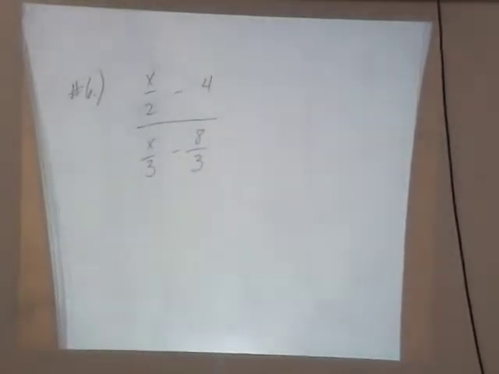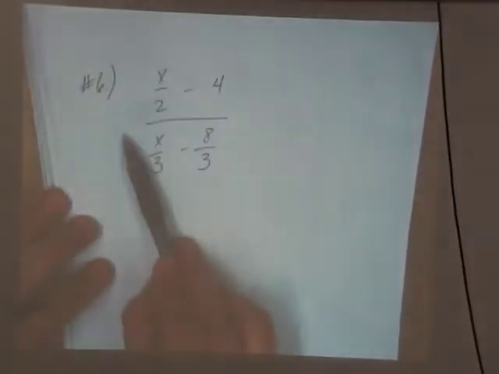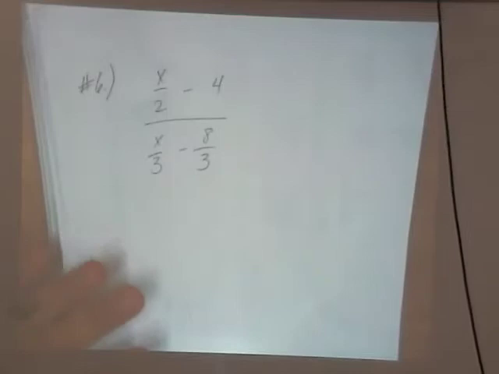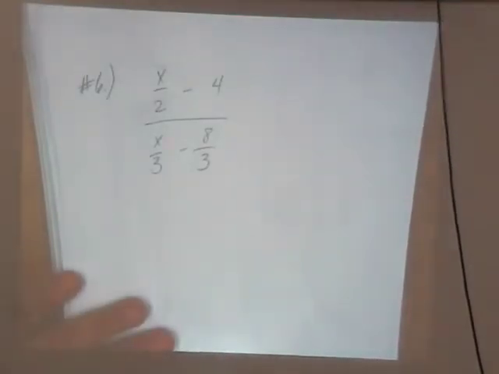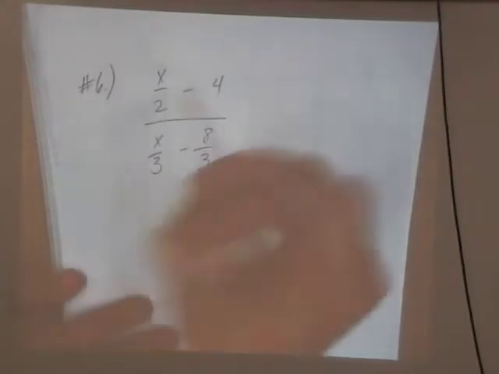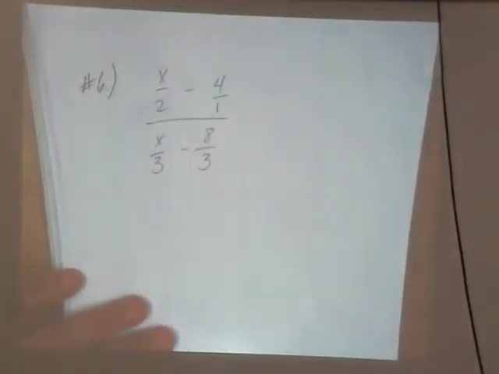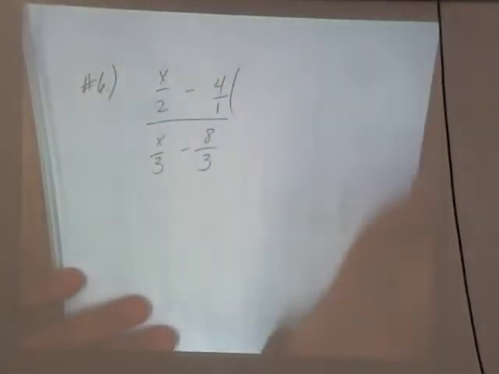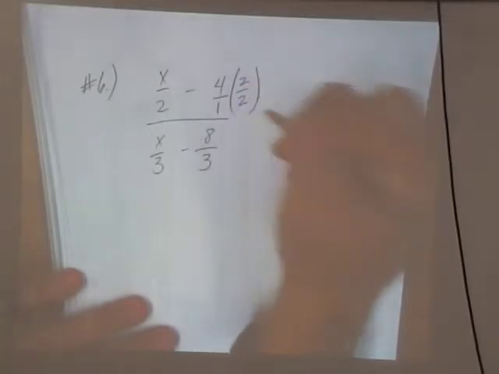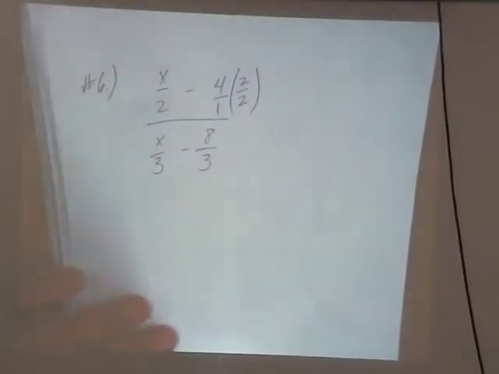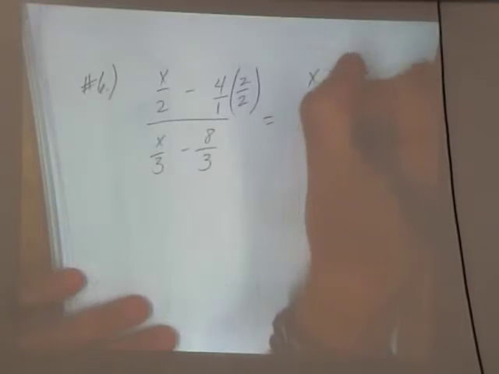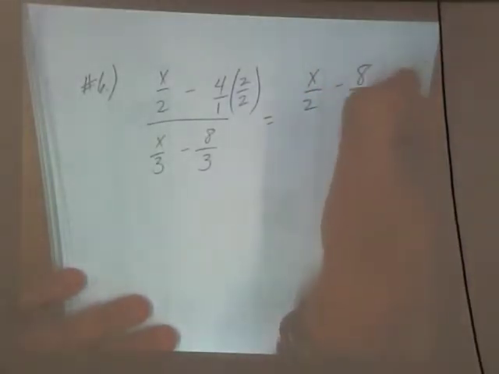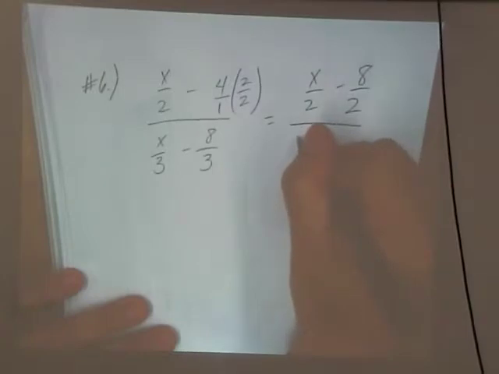Okay, you got a complex fraction. What you want to do is turn your numerator into one fraction, and then your denominator into one fraction, and you're simply dividing fractions. What do we need to add or subtract fractions? Common denominator. Common denominator is very good. So right now I've got a 1 and a 2 up here. So what's my common denominator going to be? 2. So I need to multiply this by 2 over 2. And on the bottom I'm all set. So up top I've got x over 2 minus 8 over 2 over x over 3 minus 8 over 3.